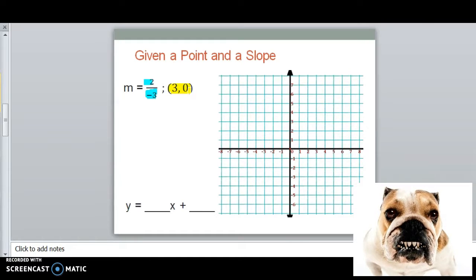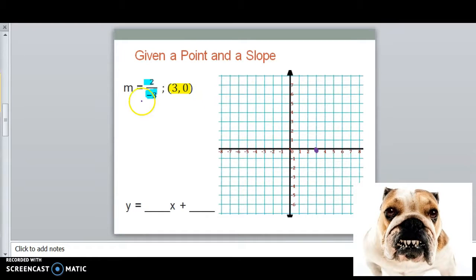Your first step is to graph the point on the graph. So I'm going to graph 3 and 0. So I'm going to start at my origin, go over 3 on the x, and since it's 0 on the y, I'm going to graph it right on my x-axis.